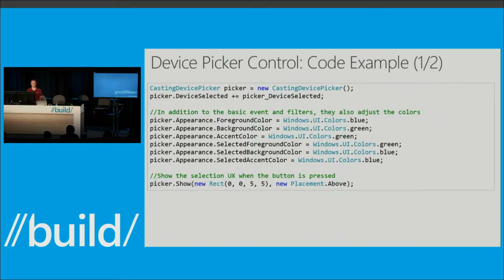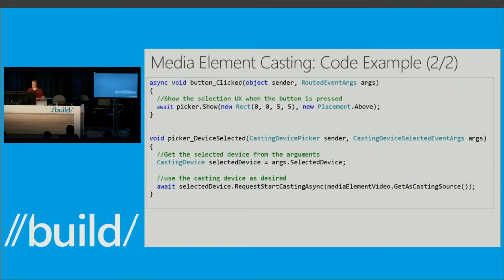Once you've done customizing the picker, you can show it. Then the picker shows up, and the user can click on the device. Once the user has clicked on the device, you get the selected device back, and then you can start casting. With element casting, as you get the casting device back, you just make one call and say request start casting async, and you use the casting source from the media element. So it's that easy to replicate what I had done before.